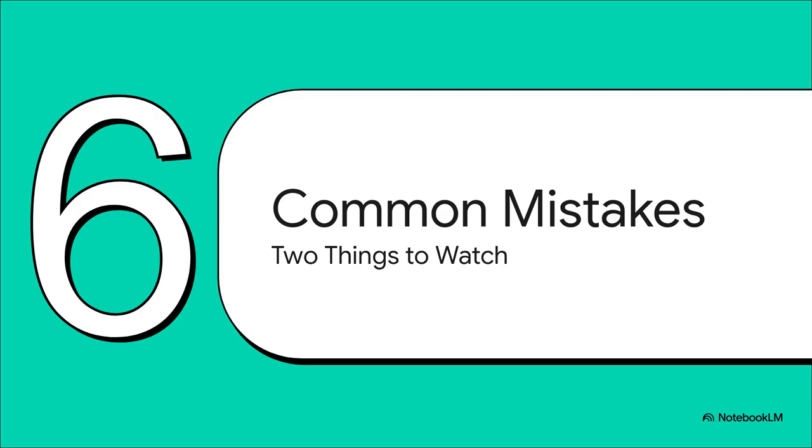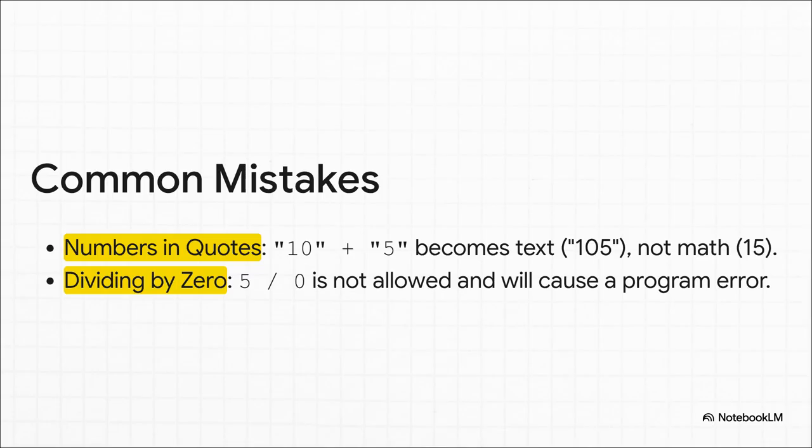Okay, before we finish up, I want to give you a heads up on a couple of common mistakes that trip up almost everyone when they're starting out. Knowing these now is going to save you a ton of frustration, trust me. First big one, quotes. The second you put quotes around a number, it stops being a number to Python. It becomes text. So 10 plus 5 isn't math anymore. It's just like sticking two words together. You get 105, not 15.